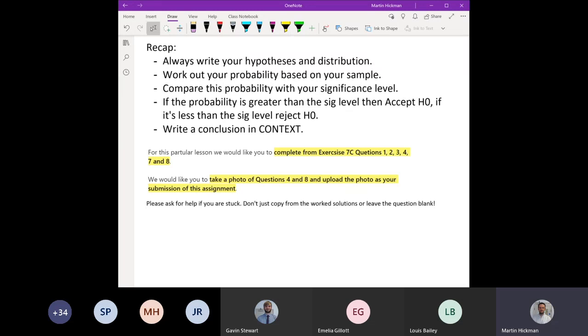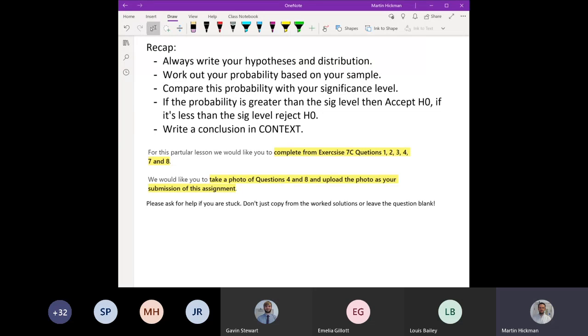Work out your probability based on your sample, and then compare that probability with your significance level. And remember, when you work out your probability, if you find there's 2 in your sample and your alternative hypothesis has a less than sign, then you do less than or equal to 2. It's important that you always do less than or equal to the number you've got in the sample when you work out that probability, or greater than or equal to if you're looking at the upper tail.